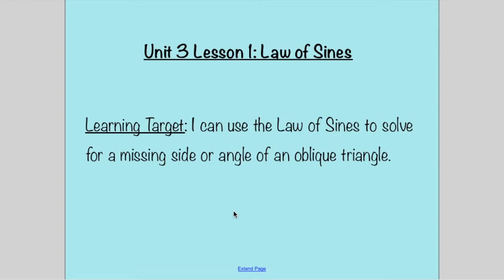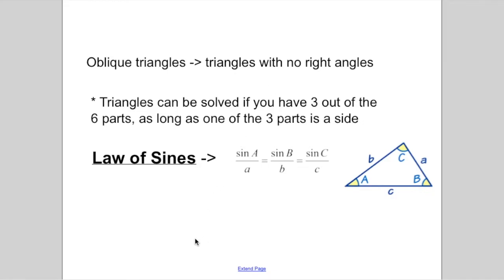Today we're going to learn about law of sines. Your learning target for today is that you can use the law of sines to solve for a missing side or angle of an oblique triangle. So what is an oblique triangle? An oblique triangle is a triangle with no right angles.